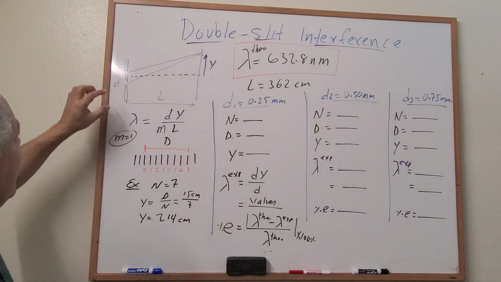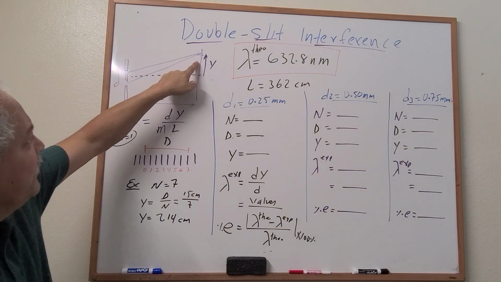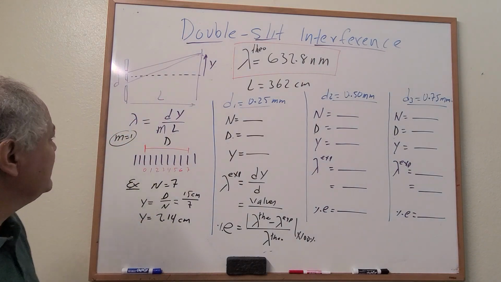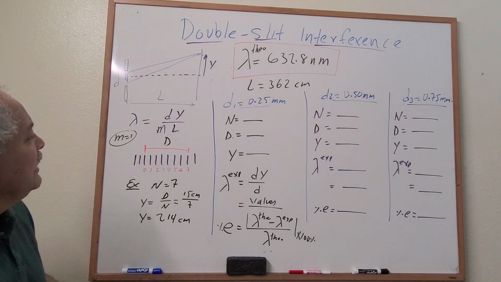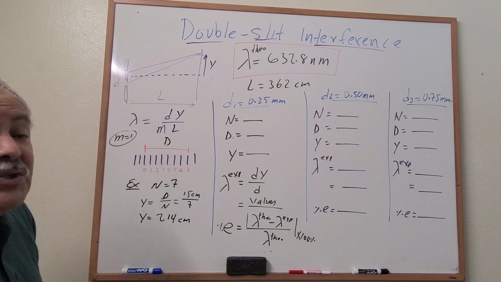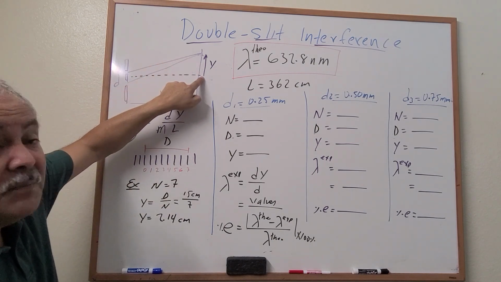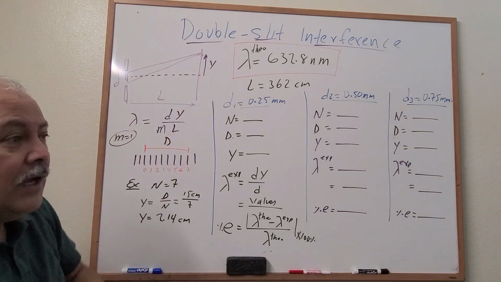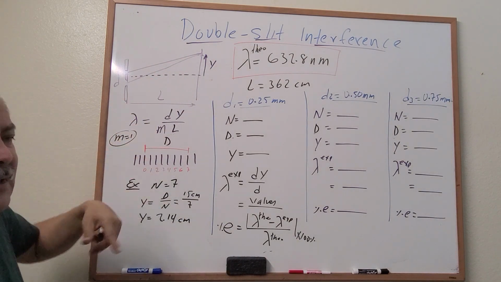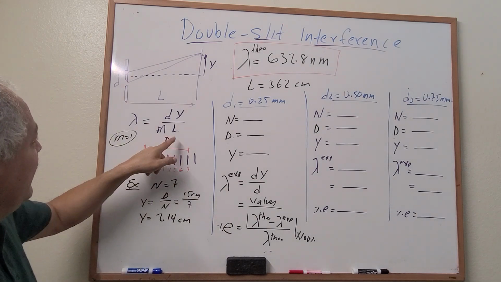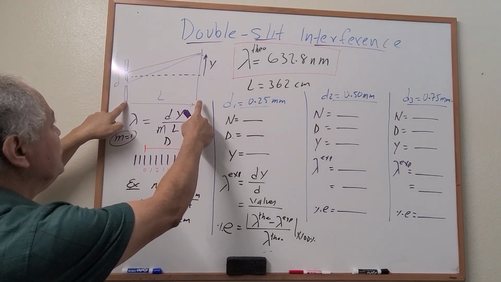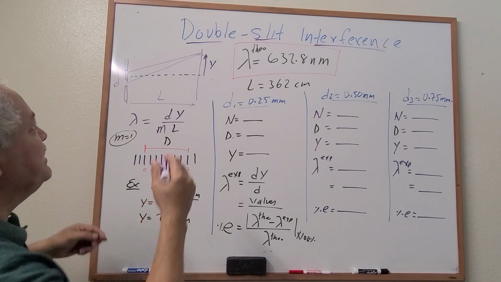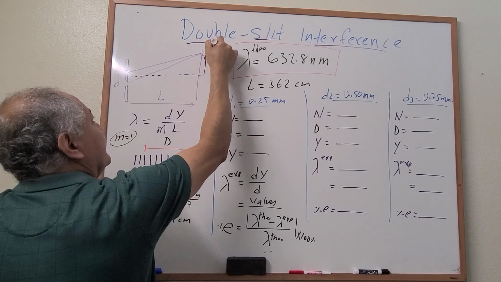Okay, remember we have the double slit and we have interference on a screen at a distance L. The formula is given by lambda equals d, the distance between the two slits, times y, the distance from 0 to any point on the screen, over m, the order number, and L is the distance between the slit and the screen. Perfect. Remember, this is the screen right here.